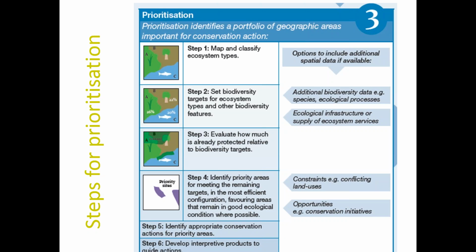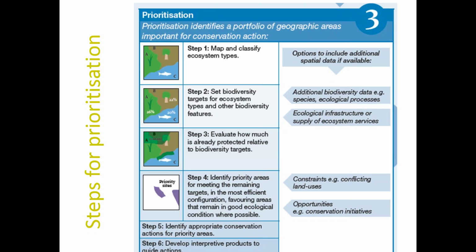Just to quickly go through the steps, I'm watching the time. Here we would map and classify our ecosystems. We'd set our targets for our ecosystem types and all the other biodiversity features that we're including. So this would be the species, ecological processes, ecological infrastructure, ecosystem services, whatever was relevant. We'd essentially evaluate how much we've already protected, and then in step 4, identify priority areas to deal with anything that is missing from our current network.